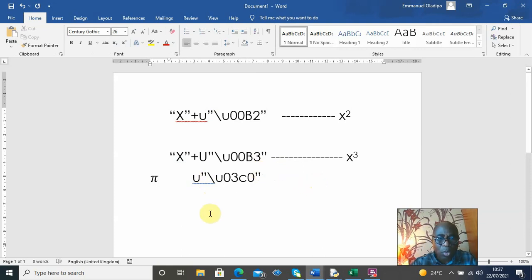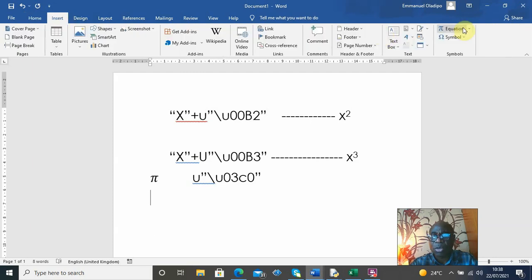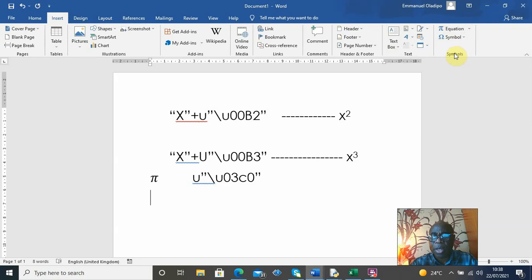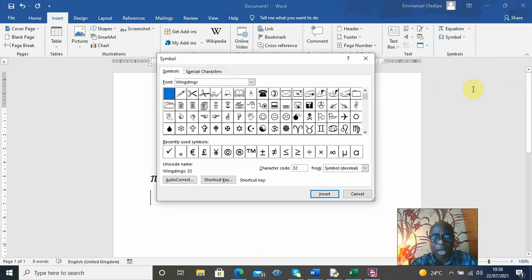Now for square root as well, we can include square root. Let me see whether I can find square root in Microsoft Word. If I go on insert equation, oh, by the way, if I go on symbol, it should be there. Actually, pi is here. So let me go in there and see whether I will find square root.